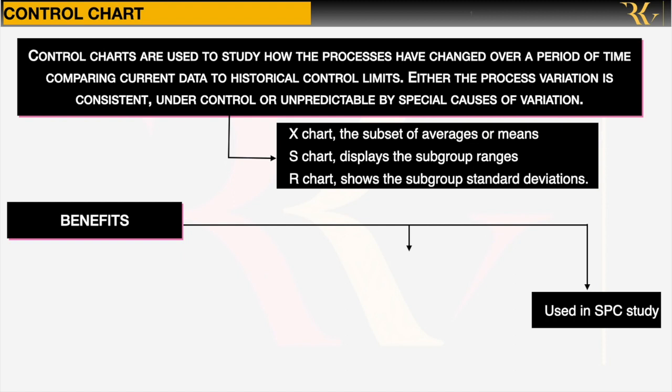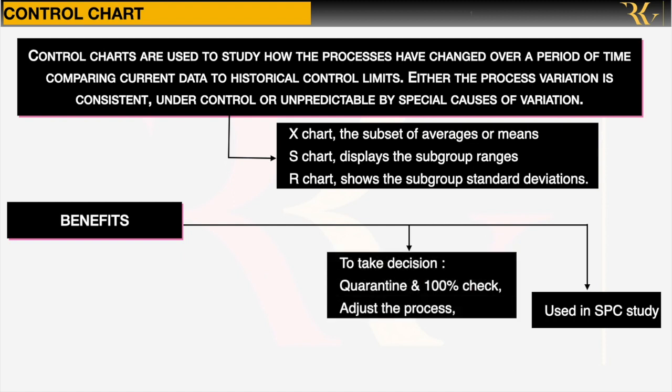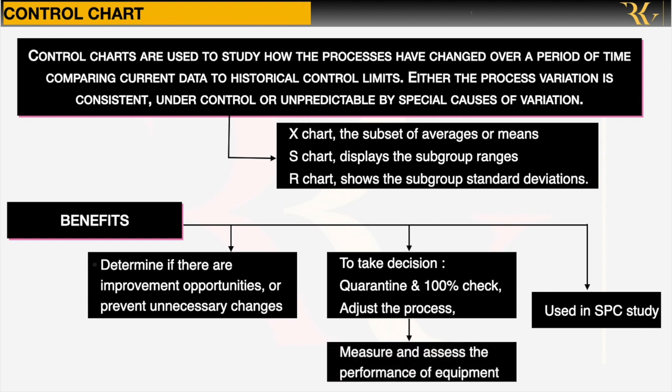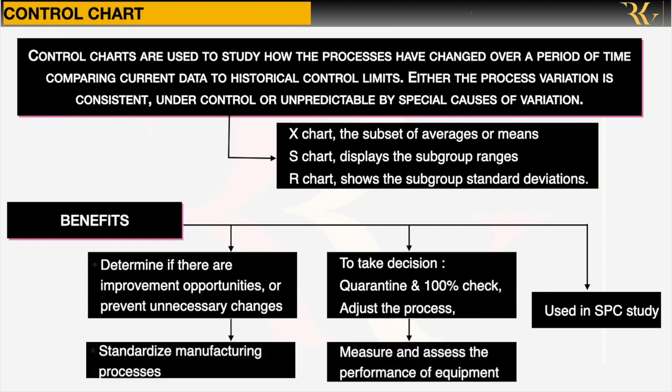Benefits used in SPC study to take decisions: quarantine and 100% check, adjust the process, determine if there are improvement opportunities, or prevent unnecessary changes, measure and assess the performance of equipment, and standardize manufacturing processes.